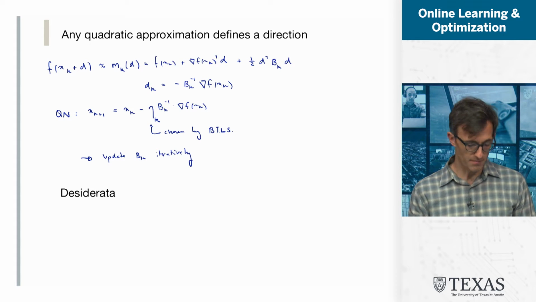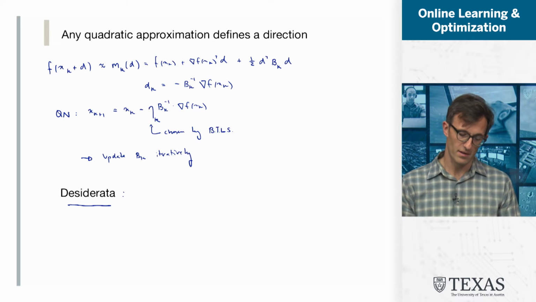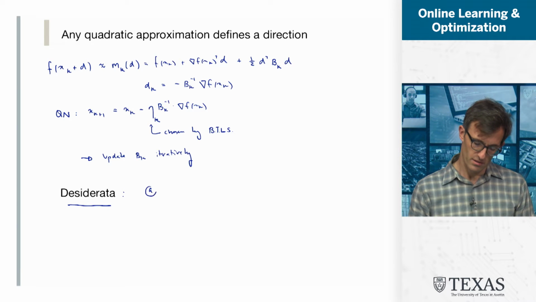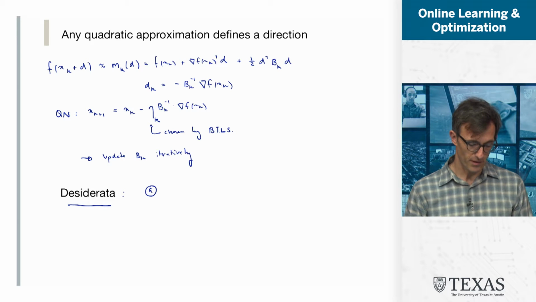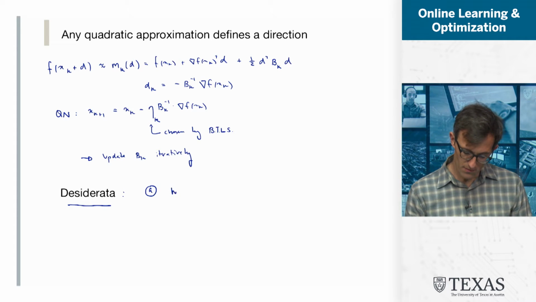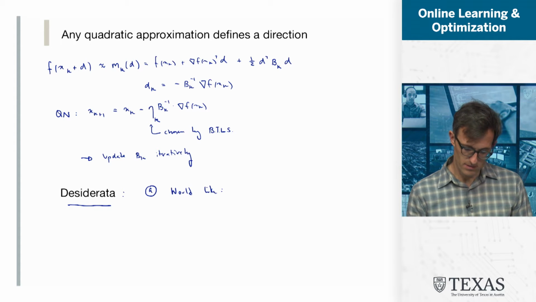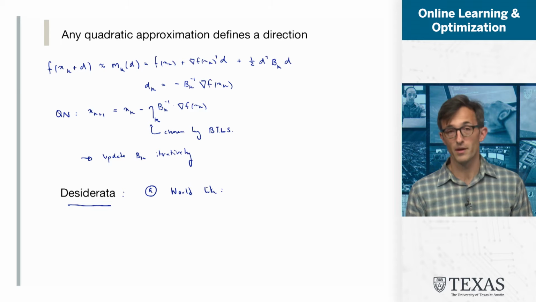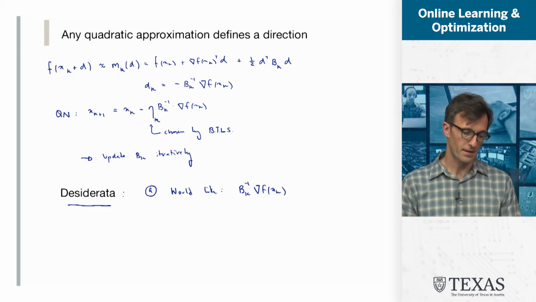So we want to update B_k iteratively, and there's two objectives, or two desiderata, that we might have. So first, and very natural, is that we would like the key operation, namely the computation of d_k, to be easy. So we would like B_k inverse times the gradient of f of x_k to be easy to compute.